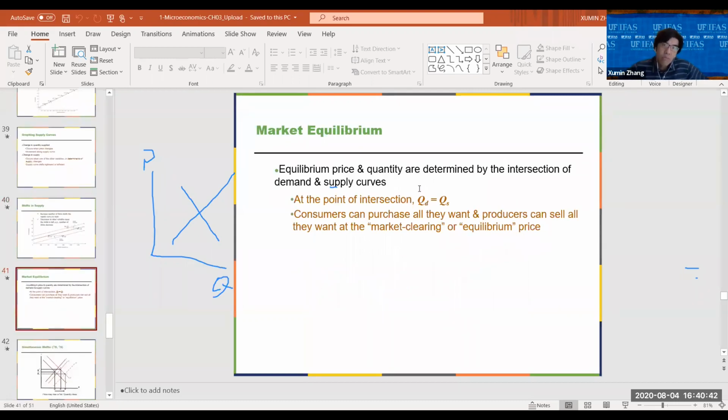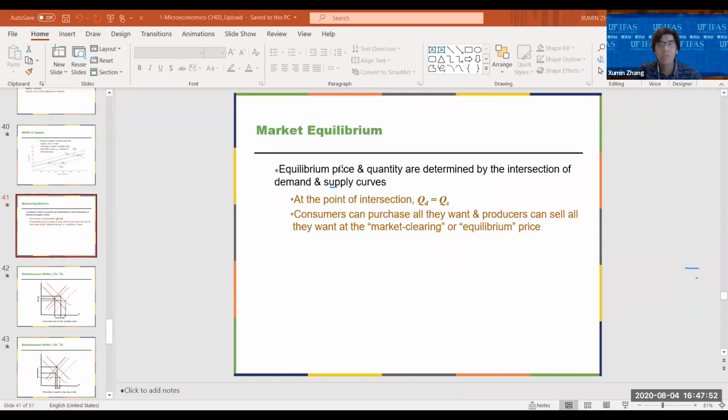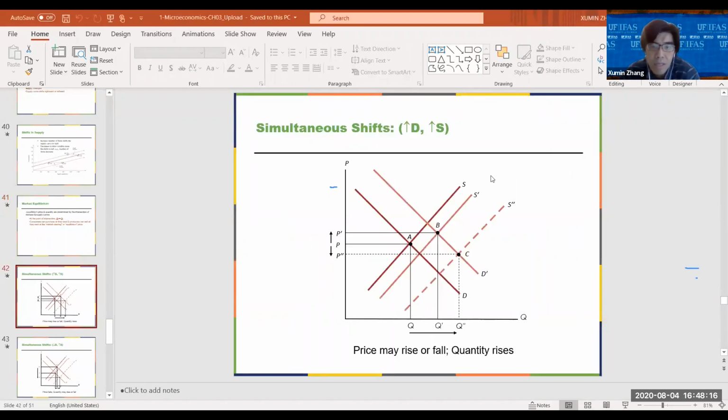Then equilibrium. This is more like the two curves interacting with each other. At that equilibrium point, we have QD equal to QS. This is where supply meets the consumer, and we call this market clearing, or the equilibrium price. Okay, and then using the diagram, as you can see, it's easy, right?